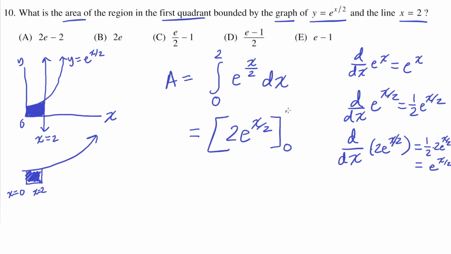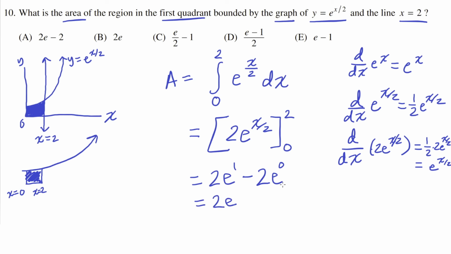And we're going to evaluate this from 0 to 2, because that will give us the area under this curve. So 2 times e raised to the x over 2. So we plug in 2 for x, so e raised to the 2 over 2, that's just e to the 1. And then subtract this 2e raised to the x over 2, but with 0 plugged in. So we'll have 2e raised to the 0 over 2. So that's 0 over 2 is just 0, so 2e raised to the 0.